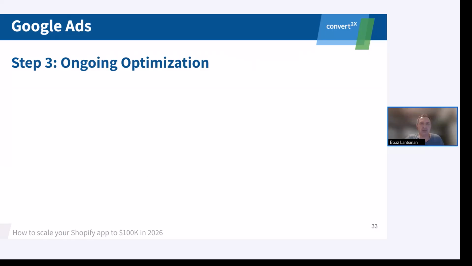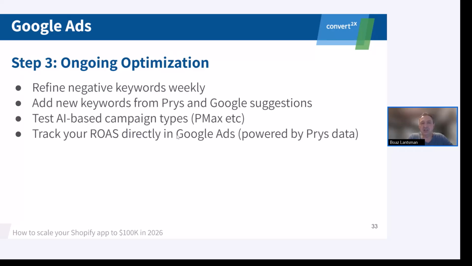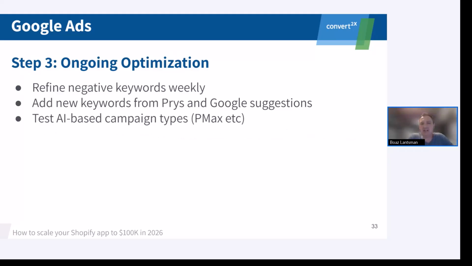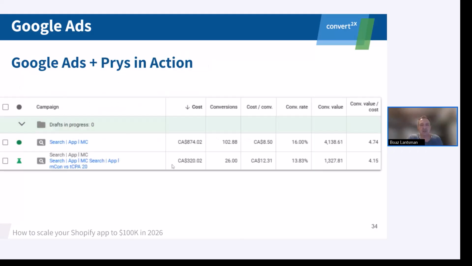And for ongoing optimization in your Google Ads, you should refine your negative keywords weekly. You add new keywords from Prys and Google suggestions, you should test AI-based campaign types, and you should track your ROAS directly in Google Ads. And this is powered also by Prys data, and I'll show you in a second how this works.